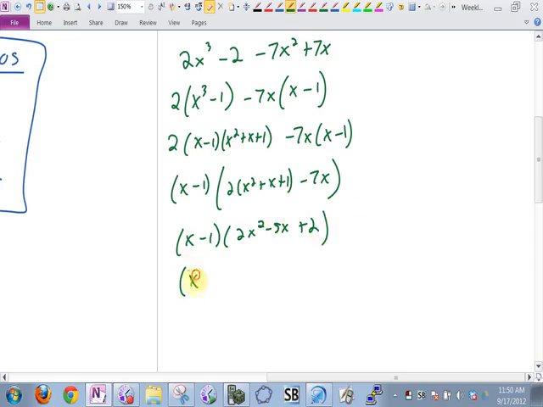And that factors down to 2x minus 1, x minus 2. Boom. Completely factored it. 1, 2, and 1/2. Is that pretty cool? Yeah. Well, yeah. But I didn't even know that was possible, actually.